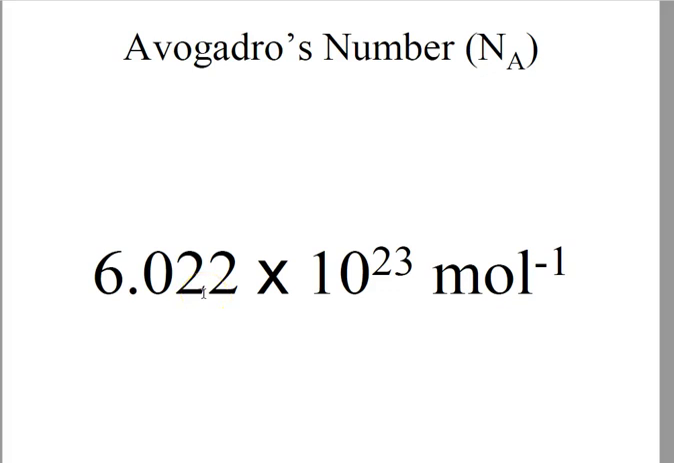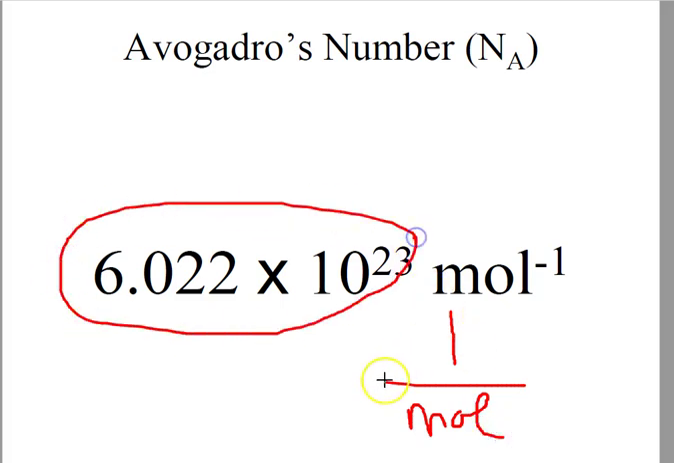Just a reminder, the mole is Avogadro's amount of a substance, and Avogadro's number is 6.022 if you want to use 4 sig figs, or just 6.02 times 10 to the 23rd. The unit here is given as mole to the negative 1, which is the same thing as 1 over mole. All that is saying is this many particles per mole.